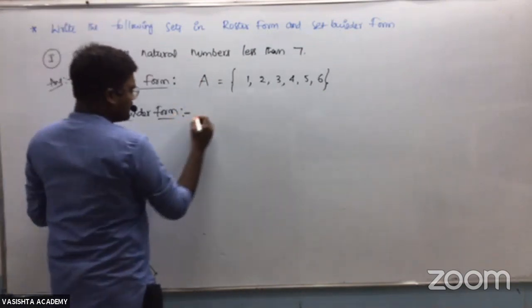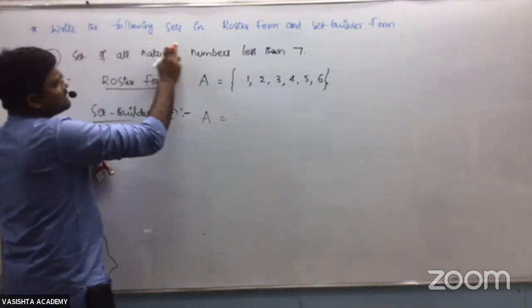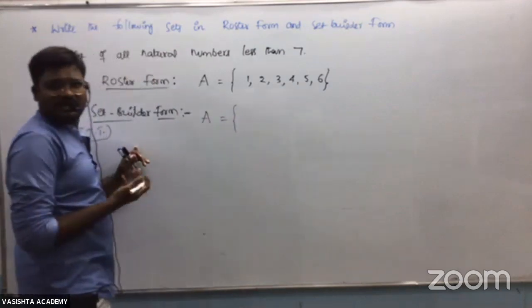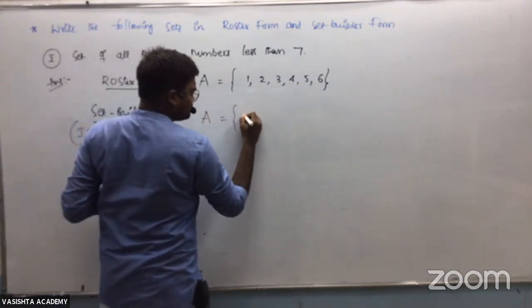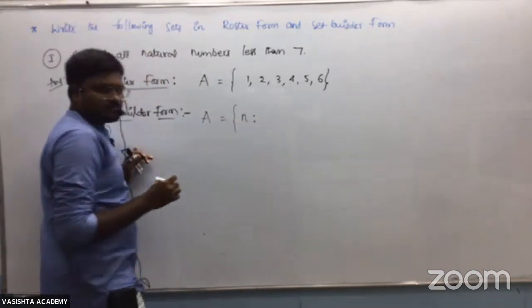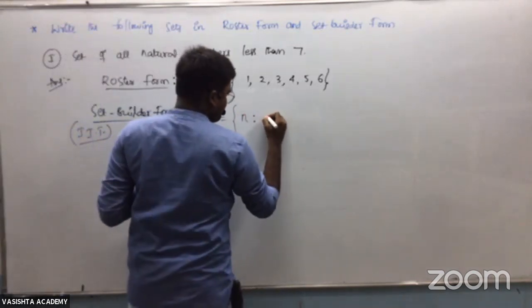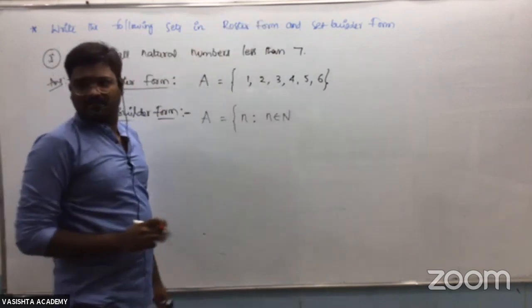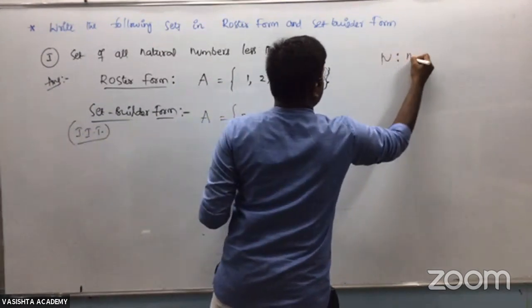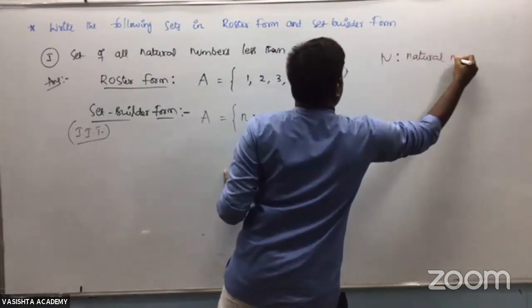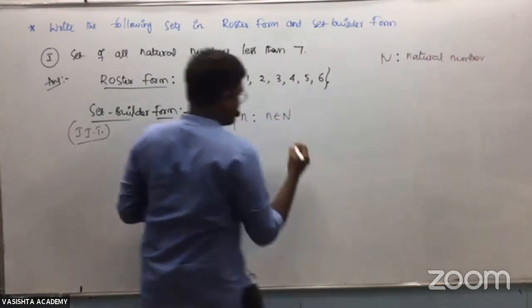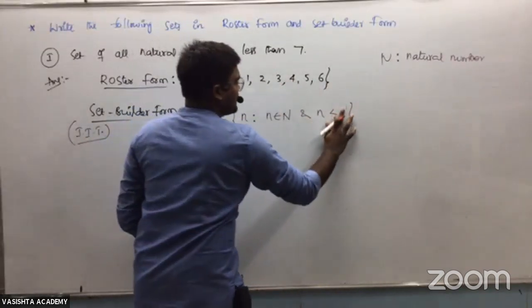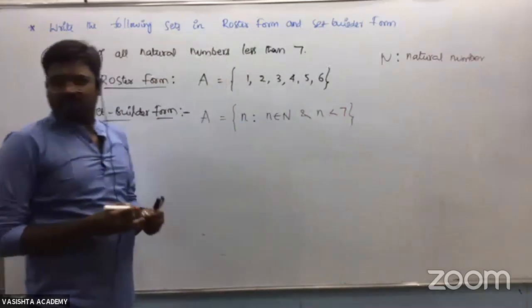Understood? Now here, can you tell me how I can write this set of natural numbers less than 7 using set builder form? Just take some element, n or x. I'll take n such that n belongs to N, because capital N is the set of natural numbers, okay, n is a natural number and n is less than 6. Sorry, less than 7. You understood?